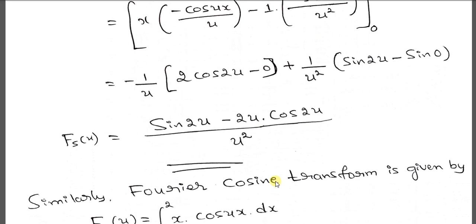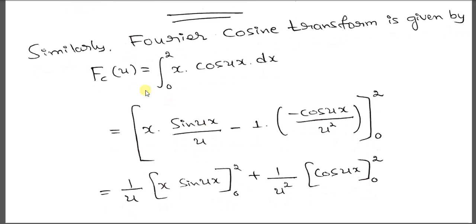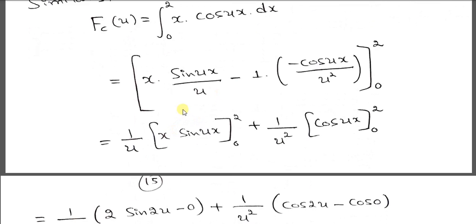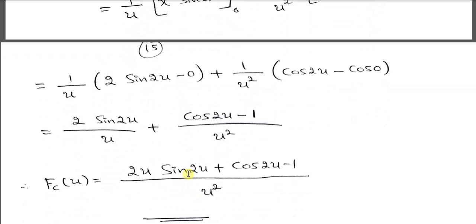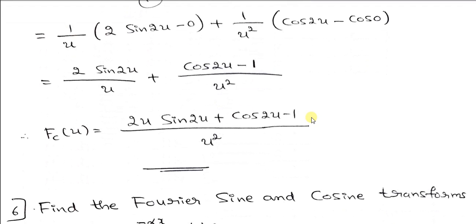Now quickly move on to the Fourier cosine transform. Same thing, write down the formula first. It is Fc of u equals integration 0 to 2 actually, because f takes values only from 0 to 2, so f of x is x cos ux dx. Same procedure, apply Bernoulli's rule and simplify. You get the answer as 2u sin 2u plus cos 2u minus 1 divided by u square. So this is the answer for the Fourier cosine transform. Here also the procedure is the same: we applied Bernoulli's rule and simplified as upper limit minus lower limit. So these are the answers.